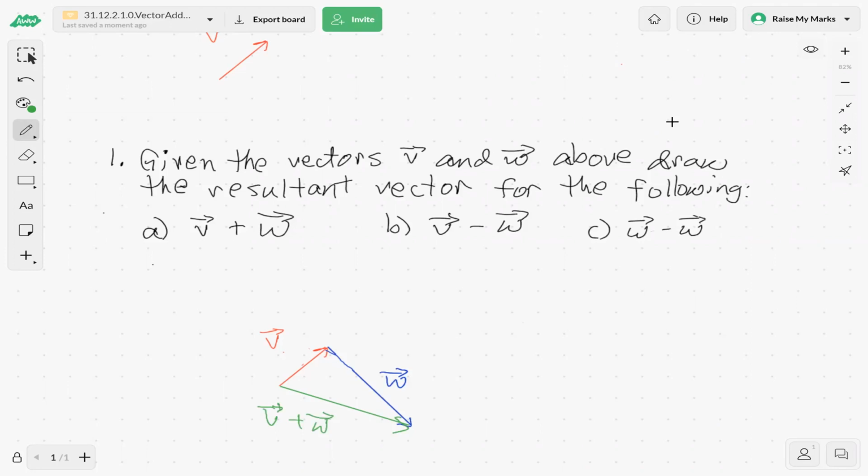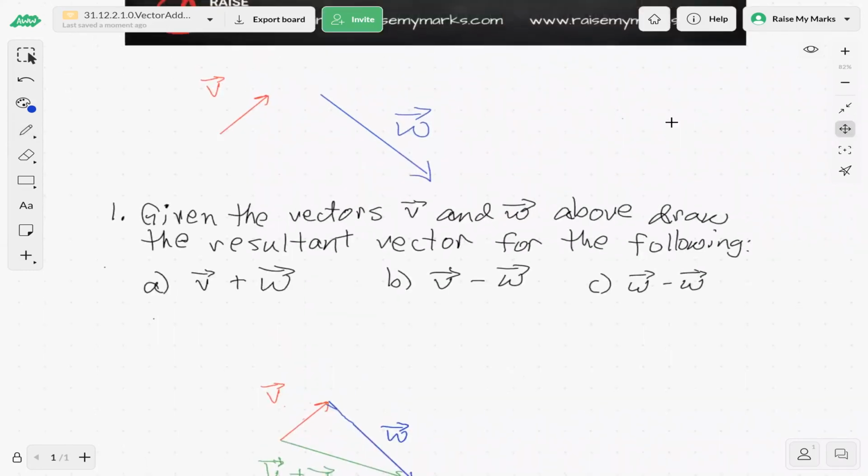All right. So now let's look at part B, v minus w. So again, we have our vector, but we've lost our vector w, so I'm going to put it back in approximately. That's approximately our w. Again, we're going to make a copy of our v vector, copy it, move it over here, and just place it there.